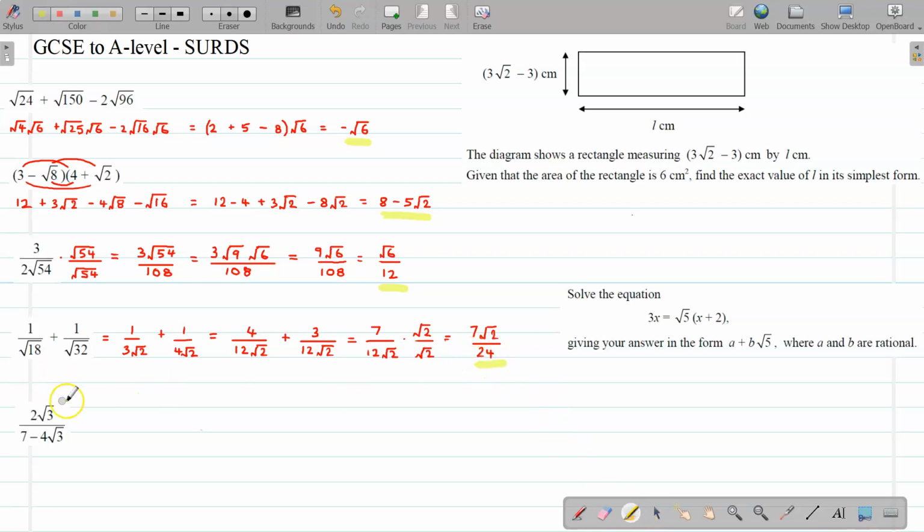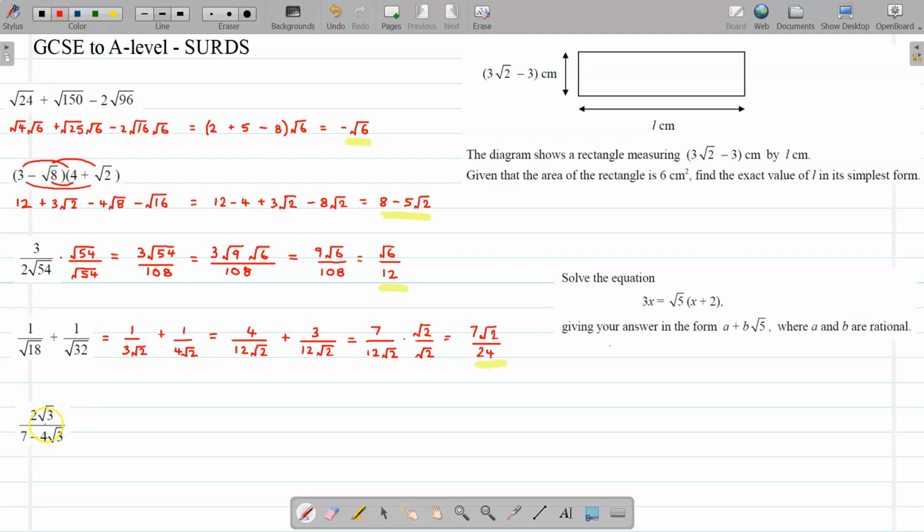Okay, last one on there. Okay, in this question here, we're going to multiply the numerator and denominator by 7 plus 4 root 3 over 7 plus 4 root 3. Okay, so it's like the opposite of this one. Now you'll see what happens when we do this in a moment, and why we do it. And effectively it will cause the denominator to become a rational number. All right, so I'll just show you what we're actually going to do. We're going to times it by 7 plus 4 root 3 over itself.